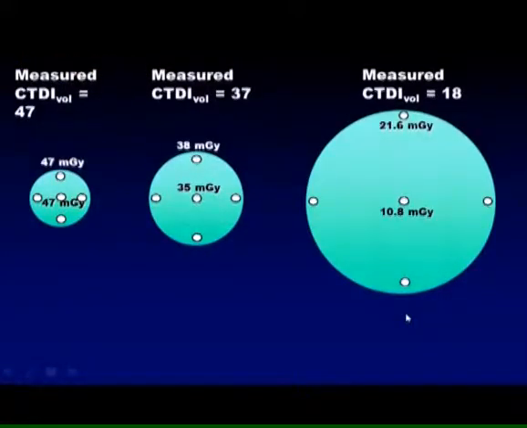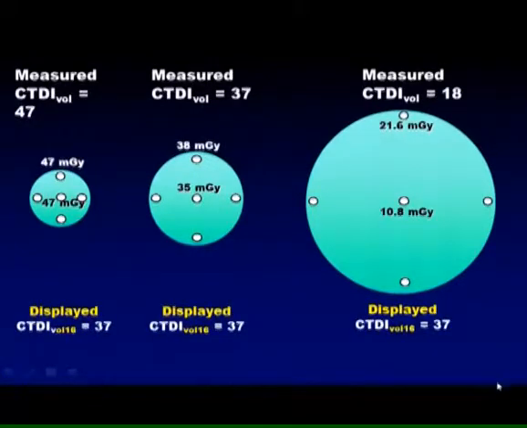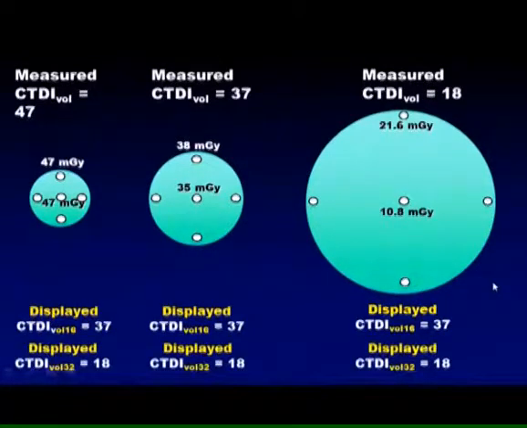Okay, so let's go back to my experiment. There's my measured CTDIvol. Now, how does that compare to the displayed CTDIvol? Well, if the scanner chooses to use the 16 centimeter phantom, it's going to display 38 or 37 milligray for each of the three cases. If it chooses to use the 32 centimeter phantom, it's going to display 18 milligray.